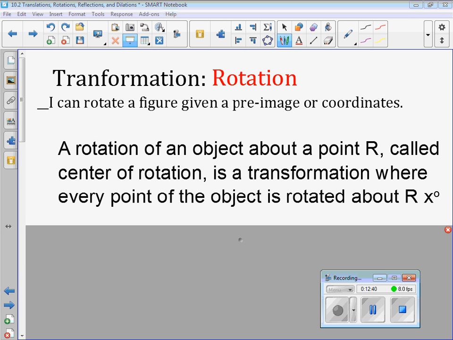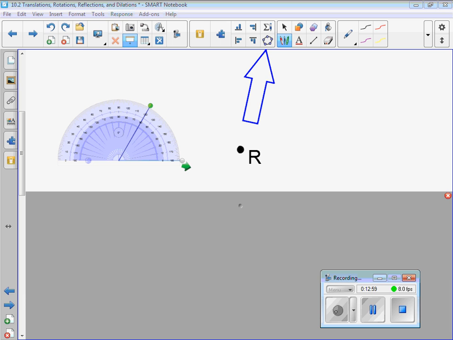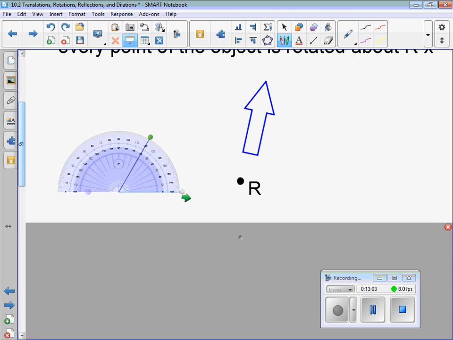All right, let's take a real quick look at rotation. A rotation of an object is about a point R, or P or Q or O, it doesn't matter. In this case, we're going to talk R, called the center of rotation. It's a transformation where every point of the object rotates about R, some degrees of X. So suppose I have this arrow, and I want to rotate it so many degrees, okay? So what I would do is I need to figure out kind of where it's going to be.